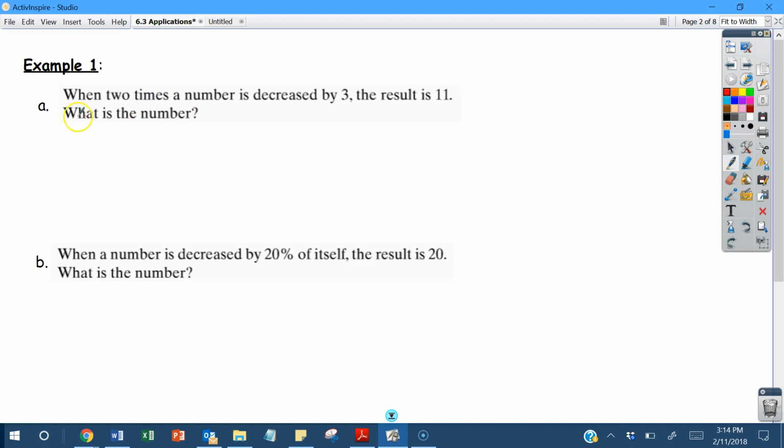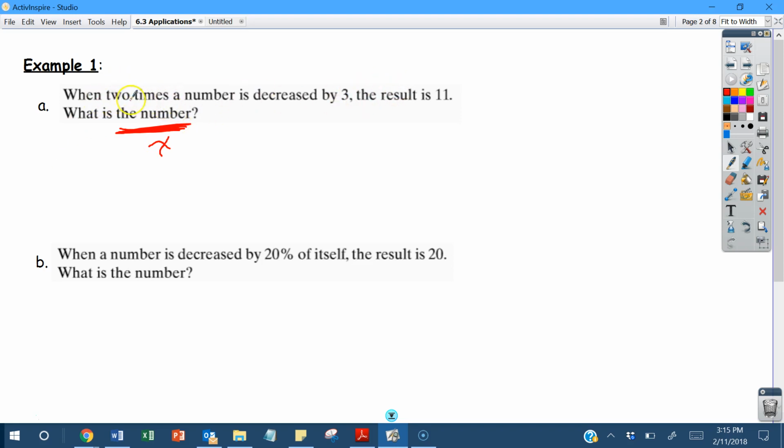So here's one. We have A. When 2 times a number is decreased by 3, the result is 11. What is the number? So in this case, this isn't a real life situation, but we can still make an equation from this. We're asked what is the number. So this is the thing we don't know. We can call that x. Some thing we don't know. And we want to write an equation in terms of x so that we can find out what x is.